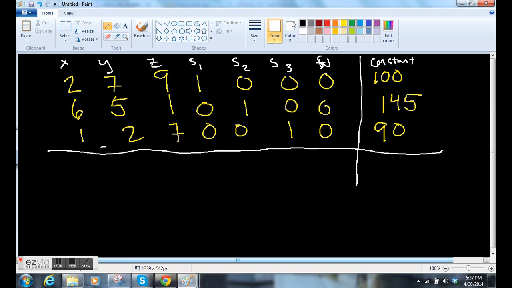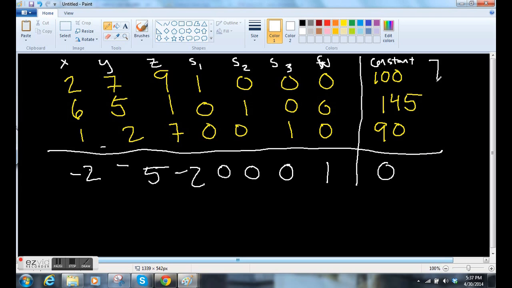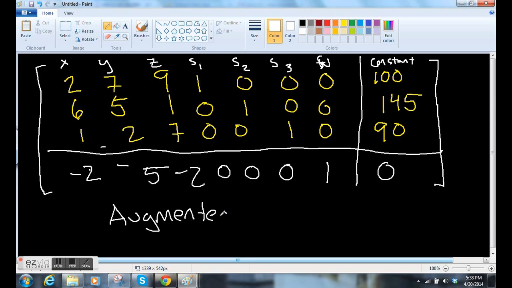Over here, I have minus 2, minus 5, minus 2z, and then there's no slack variables for this one, but the w gets a 1, and it all equals 0. Whew, what have I done? I've made this complicated matrix. So this first step here, taking all those coefficients and writing it like this, is what they mean when they say write as the augmented matrix. So the first step for these problems is going to be to write it in terms of the augmented matrix.